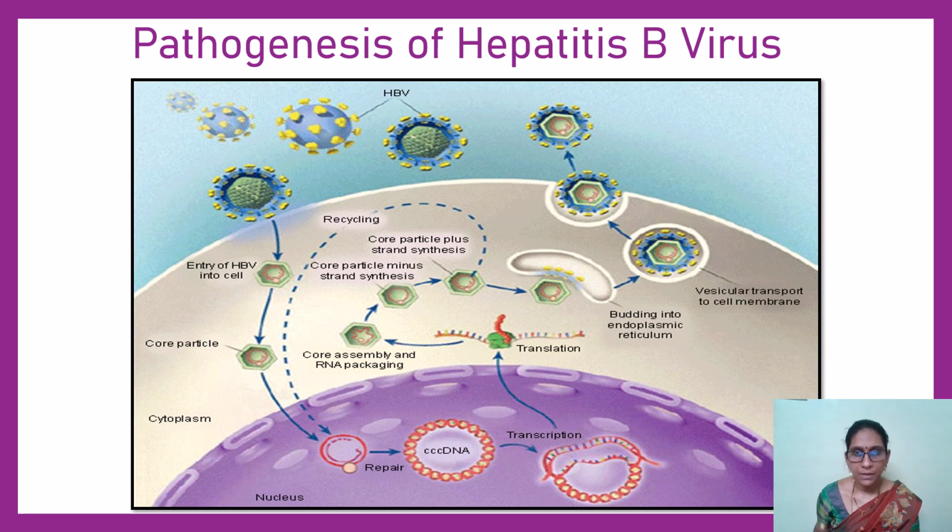Hepatitis B virus is the only DNA virus. It is transmitted by parenteral or mucosal exposure. It gains entry into the hepatocyte. It replicates within the hepatocytes by releasing its core particles, by integrating its nucleic acid with the host DNA, and it has a unique reverse transcription replication, and it translates, and there is assembly of the core particles, and it buds into the endoplasmic reticulum, and then it is transported to the cell membrane as vesicles, and then it is released.